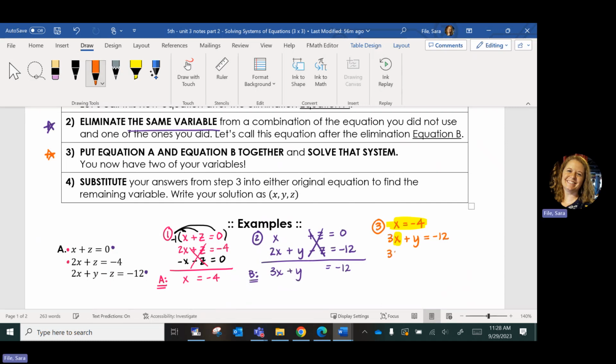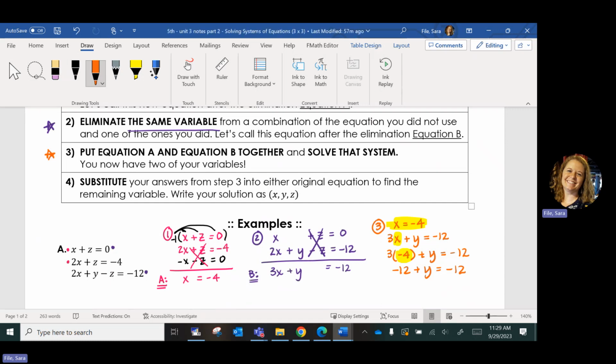I'm going to say, okay, if I plug in negative 4 for x, I can then solve for y. So I made this substitution. X is now negative 4. So 3 times negative 4 is negative 12. Plus y equals negative 12. Some of you see the answer without actually solving for y. Some of you need to actually move things to visualize that, and that's okay.